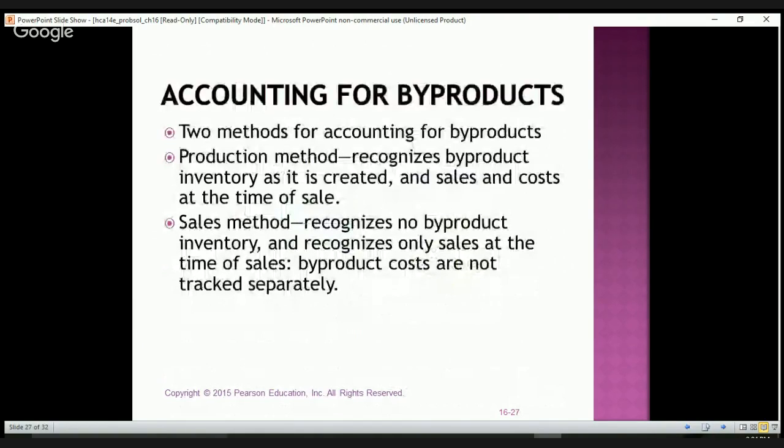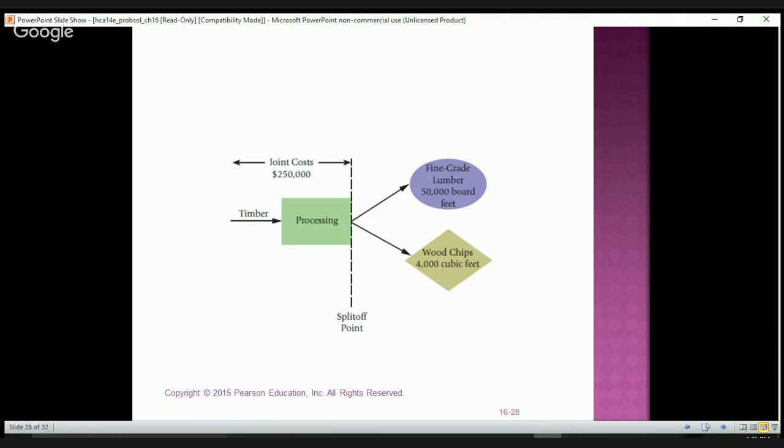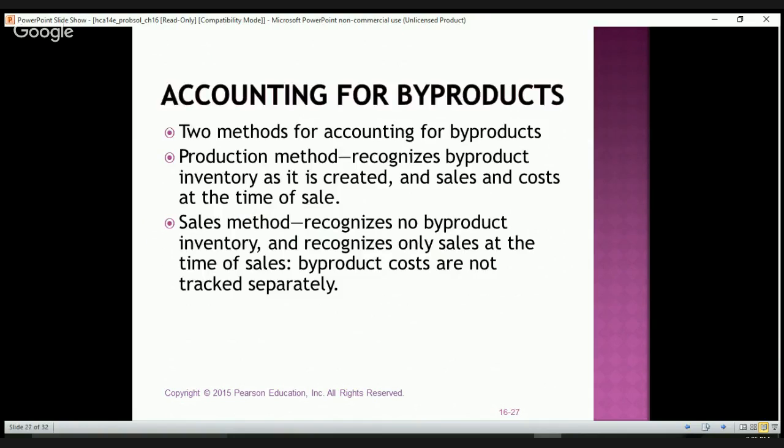Two methods for accounting for byproducts. We have the production method, which recognizes byproduct inventory as it is created, and sales and cost at the time of the sale. And in the sales method, we recognize no byproduct inventory and recognize only sales at the time of sale. Byproduct costs are not tracked separately. Total costs or total sales value of byproducts are usually low, but the byproducts in a joint production process can affect the allocation of joint costs.